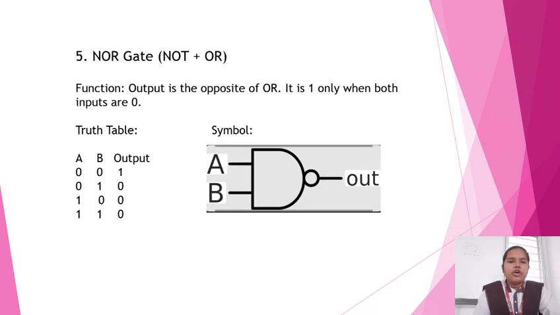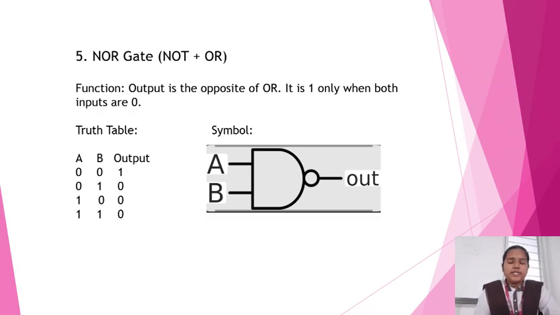And fifth one, NOR gate. It is the combination of NOT plus OR gates. The function is that the output is the opposite of OR. It is 1 only when both inputs are 0. The symbol of the NOR gate is shown in the figure. The truth table of the NOR gate is as given below.